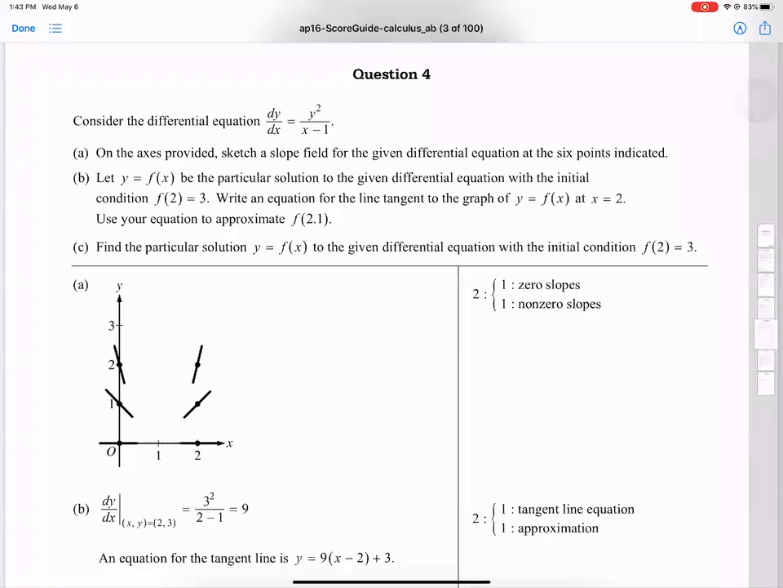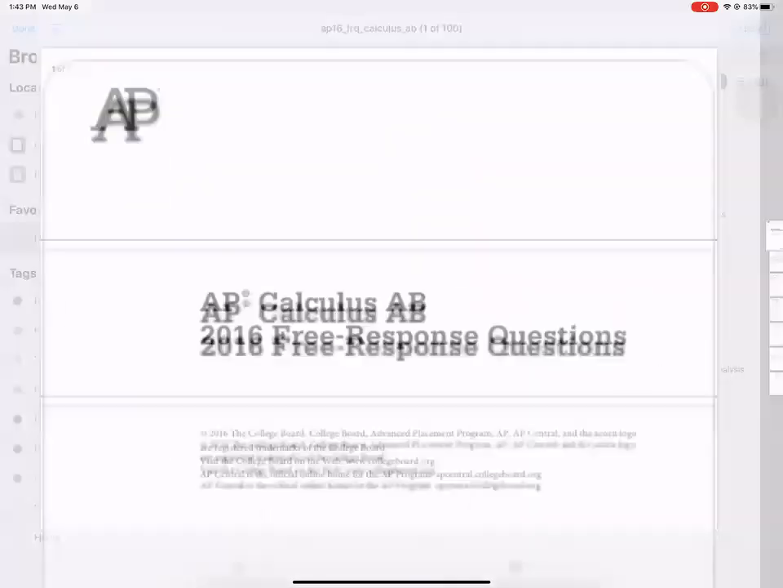So if you look at this question number 4, we see that you two are locked. Okay. Let's go back to this one real quick.